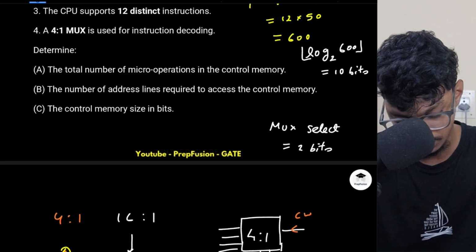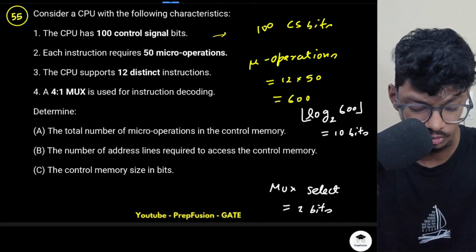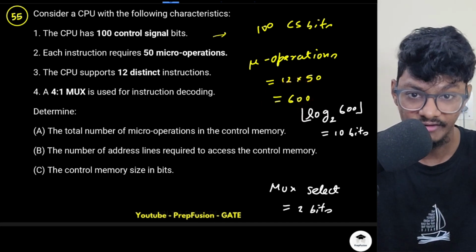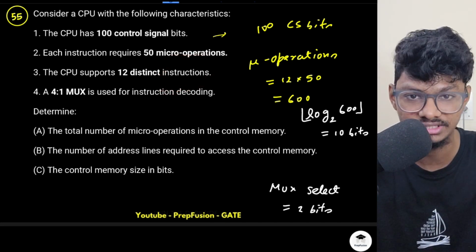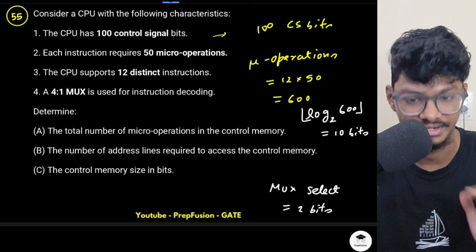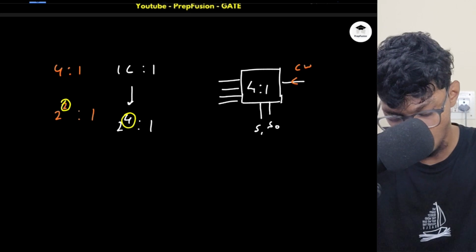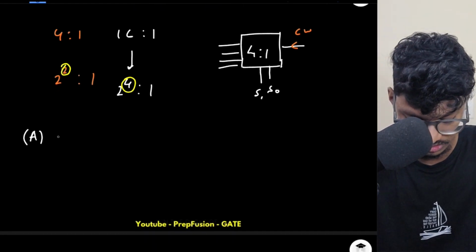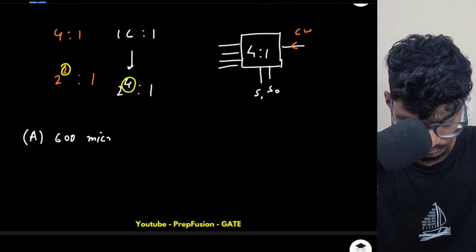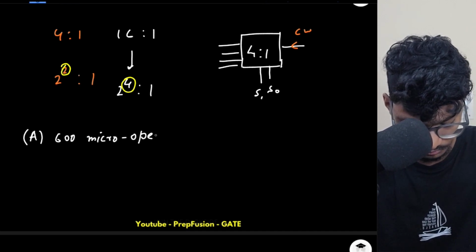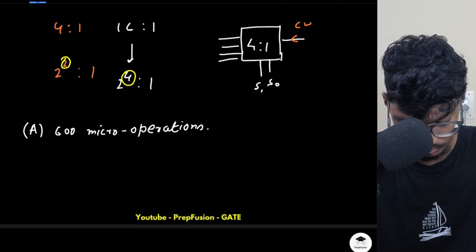So what are they asking? First, the question is the total number of micro operations in the control memory. We have already calculated that. While reading the question, the total number of micro operations will be 600, because I have 12 micro instructions, and those instructions are a collection of micro operations. So each micro instruction has 50 micro operations. So total 50 times 12, 600 micro operations. Okay.